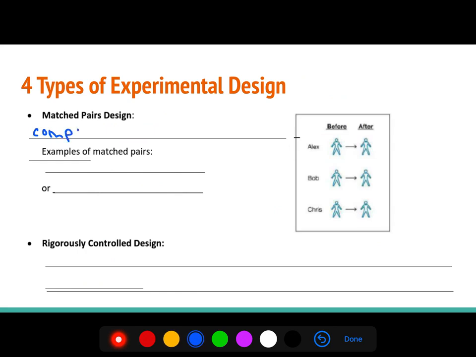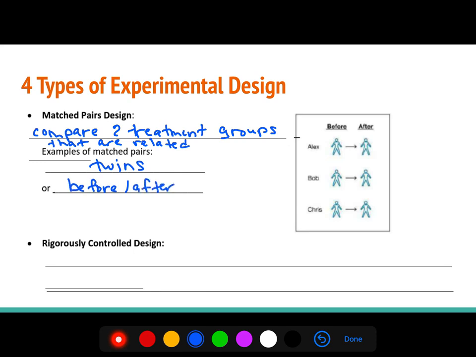And then we have a matched pairs design. That's when we're able to compare 2 treatment groups that are related in some way. A common one is twins. Put one twin in one group, another twin in the other group, and compare them, or even before and after groups.